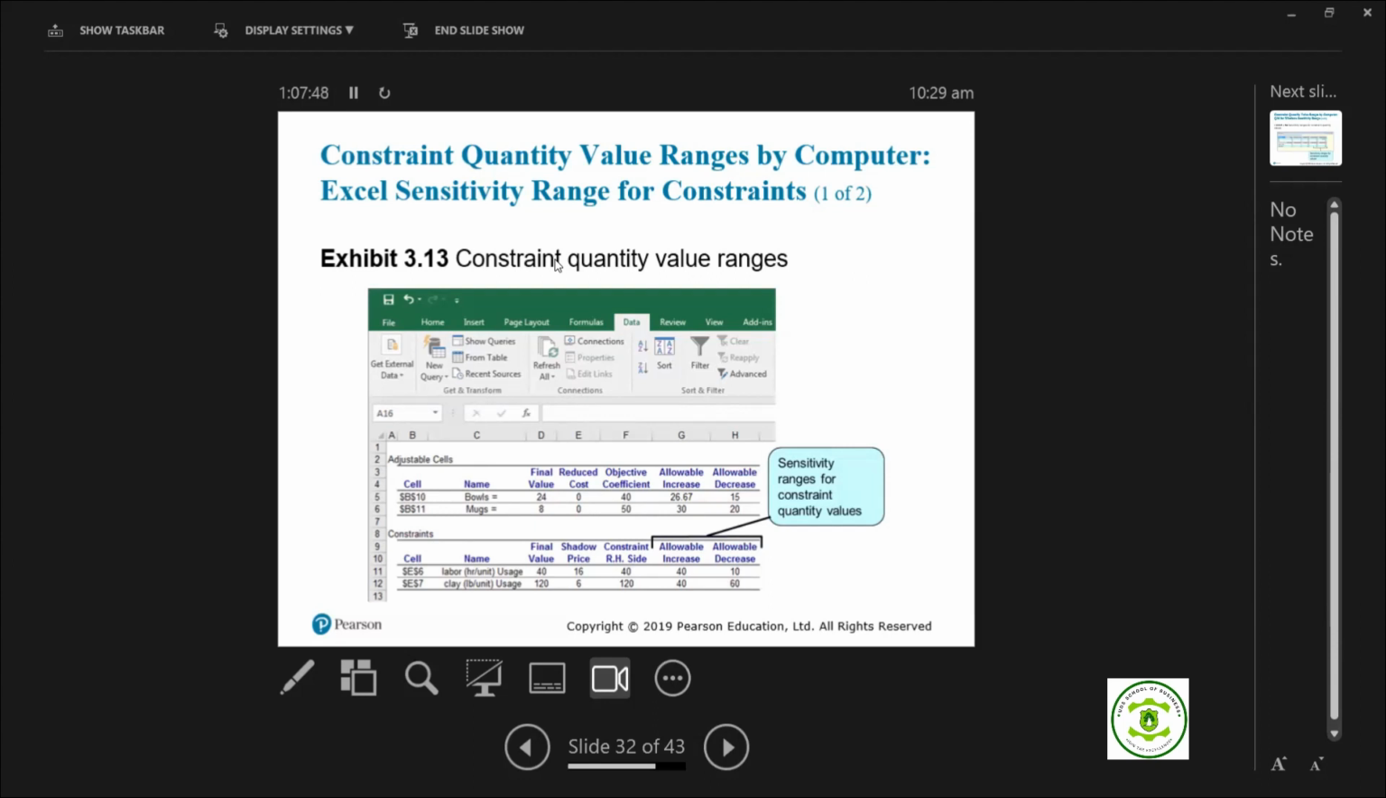Now, if you check on the Excel QM solution, that one doesn't give allowable increase or decrease, but it gives you the upper bound and the lower bound. So if you have that solution, go back to the Excel QM solution.